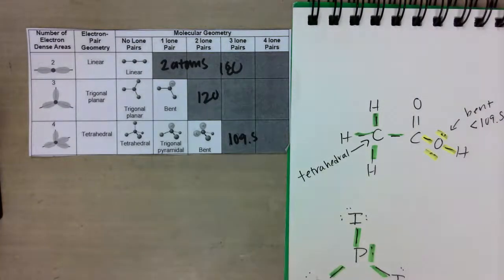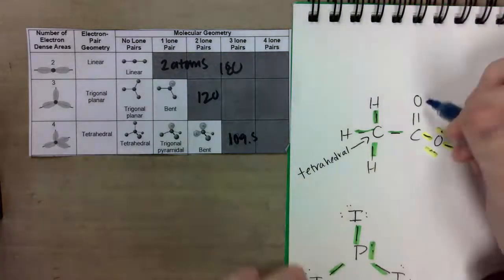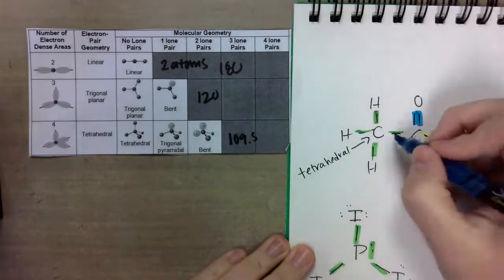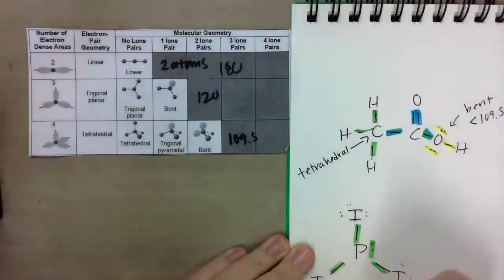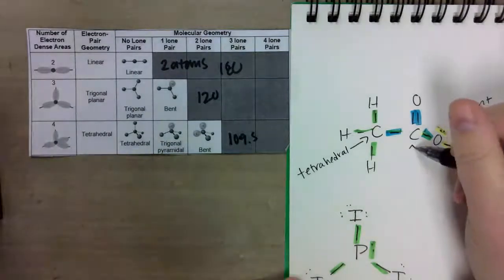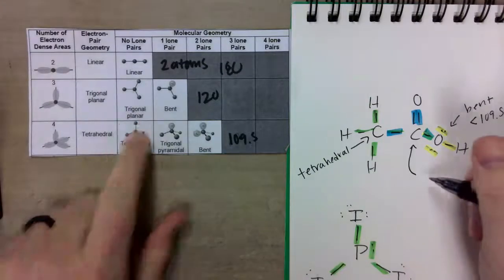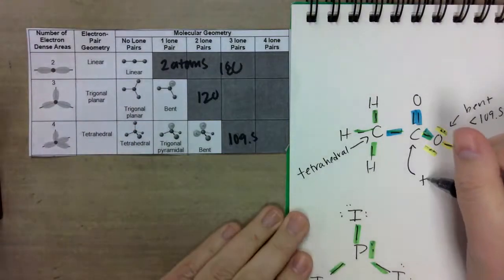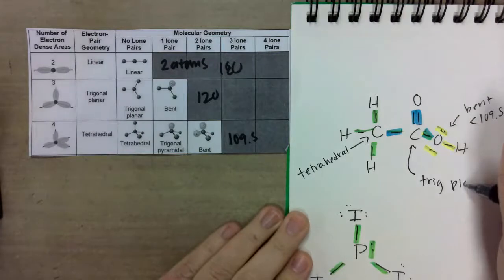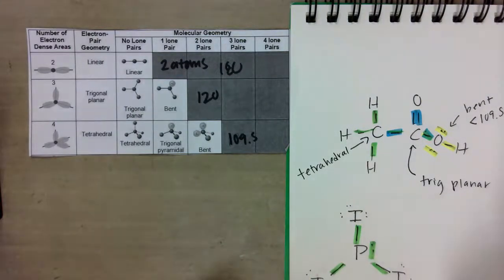Okay. And then if I want to take a look at this carbon, I could do that too. So in this carbon, I'll highlight my dense areas. Okay. And on that carbon, I have 3 dense areas, no lone pairs. So that is trigonal planar. So you can have a bunch of different shapes within this molecule.